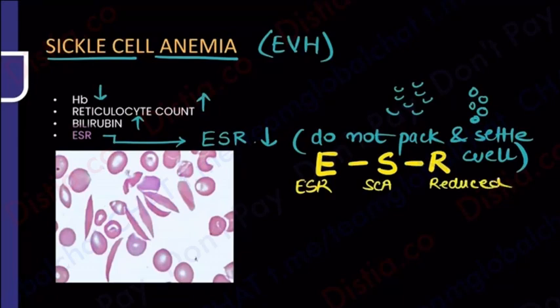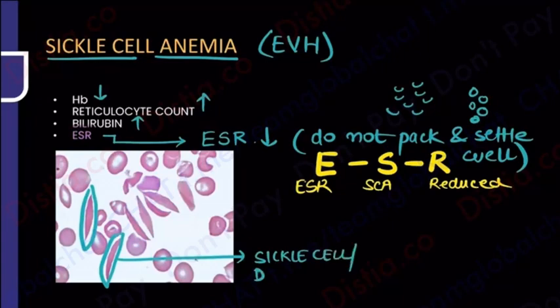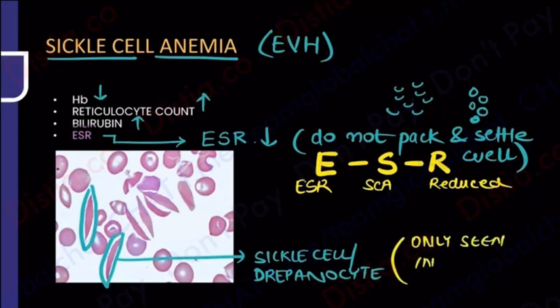If I do a blood sample, what are these cells? These cells are referred to as the sickle cells. Remember, the other name for a sickle cell is a drepanocyte. Sickle cells or drepanocytes are only seen in case of sickle cell anemia.